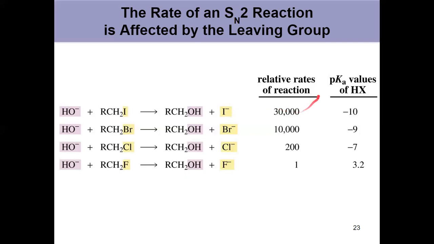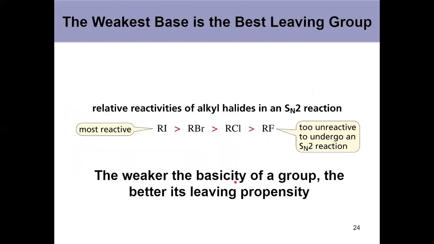And the better the leaving group, the faster your relative rate of reaction. So iodide is faster than bromide, which is faster than chloride. Fluoride's not really a good leaving group at all. So as we see with relative reactivities, an alkyl iodide is faster than an alkyl bromide, which is faster than an alkyl chloride. And as I just mentioned, we won't see alkyl fluorides used in SN2 reactions. Weaker base, better leaving group, faster reaction.